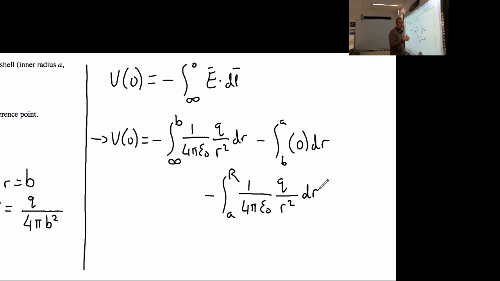and the final integral that we have is for inside the sphere itself. So here's where we're going from R into 0. So we go minus the integral from R to 0. And of course we're dealing with a conductor here again, so our electric field inside is going to be equal to 0.